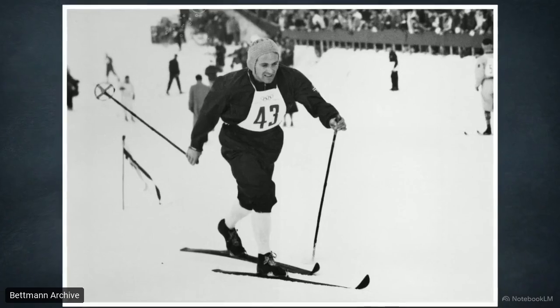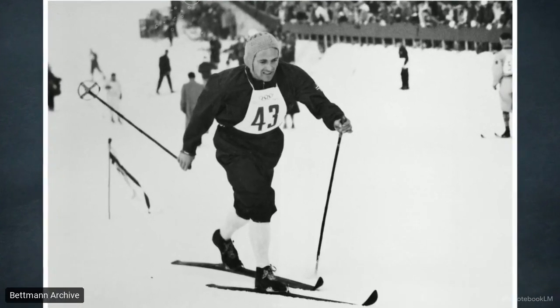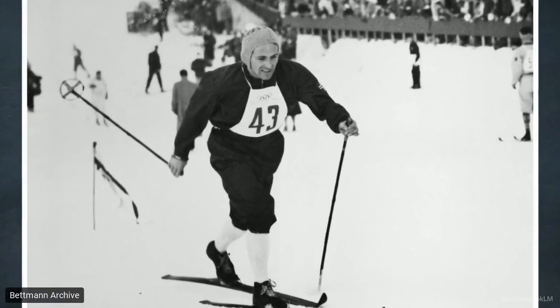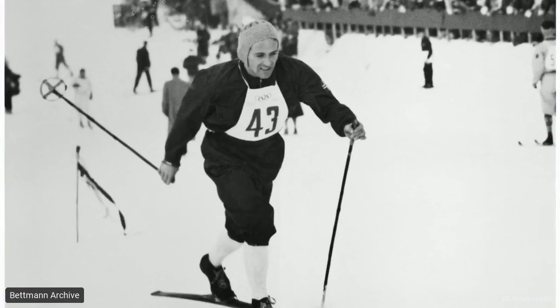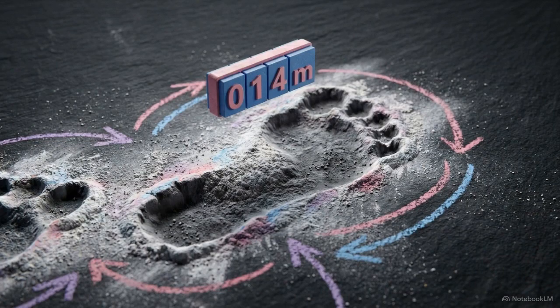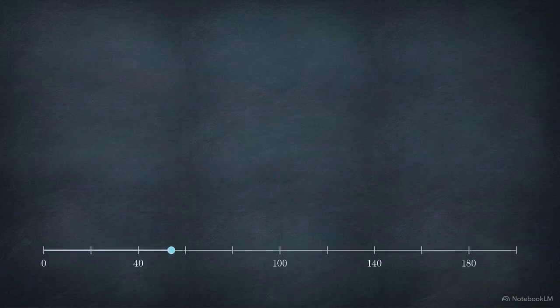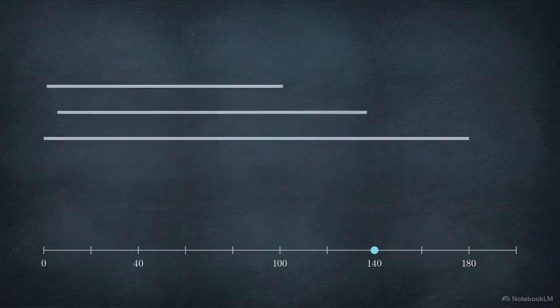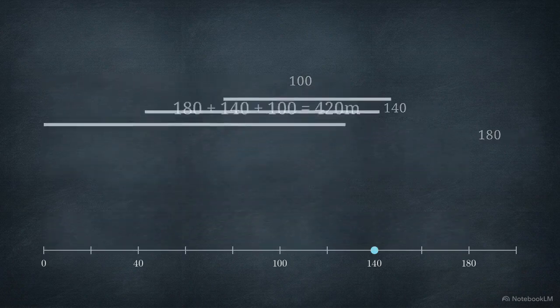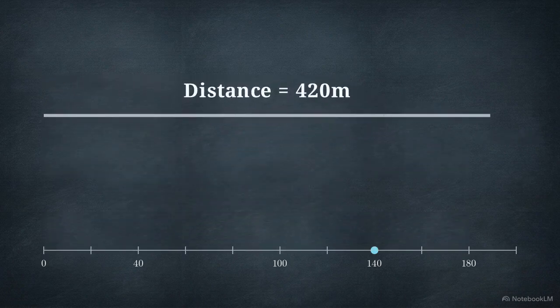Look at a cross-country skier pushing across a course. If we track their motion using distance, we are using a scalar quantity. Distance simply tallies up how much total ground the object has covered, completely ignorant of the direction it is traveling. If the skier moves forward 180 meters, turns back 140 meters, pushes forward another 100 meters, and so on, their scalar distance simply adds those numbers together. The total ground covered sums to exactly 420 meters.